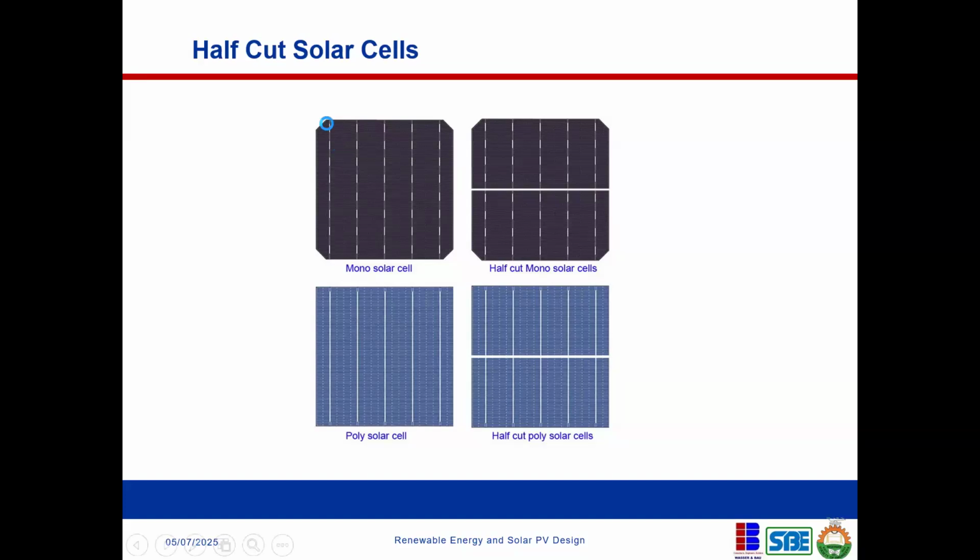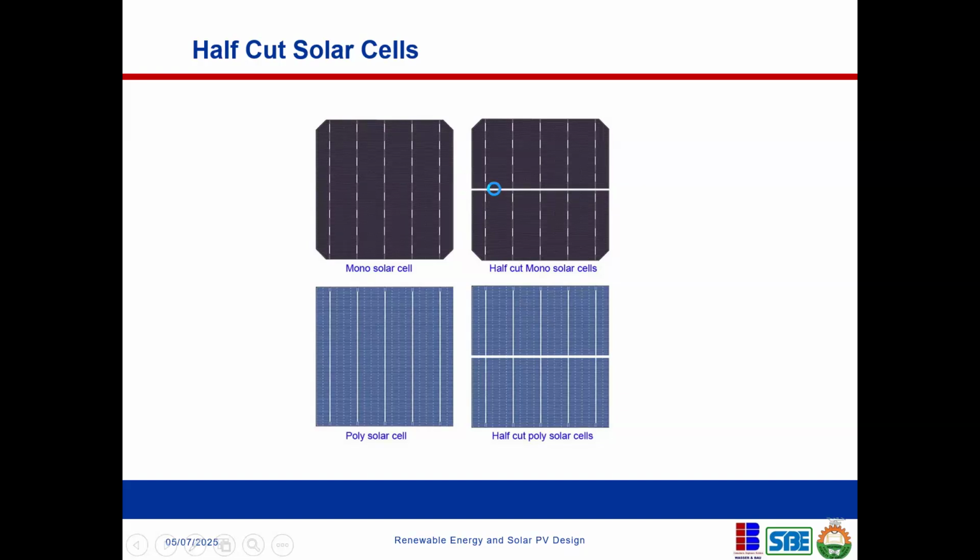So remember when I talked about polycrystalline and monocrystalline, and I told you that monocrystalline, at the edge of it, has a cut at the end of the squares, whereas polycrystalline doesn't have that. So it's one of the ways to identify monocrystalline and polycrystalline. They will also have a half cut. So a half cut is that the cell is divided into two.